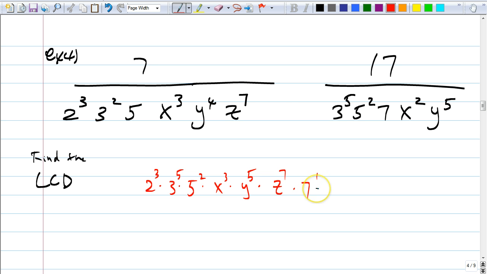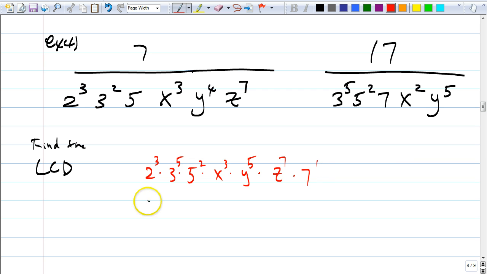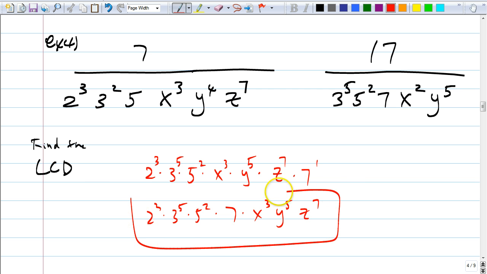Yeah, to the first. By the way, is this the best way to write this? I have all the numbers, variables, and then a number again. Can I rewrite this? 2 to the 3rd times 3 to the 5th, 5 to the 2nd, times 7, right? Times then all the variables in order. X to the 3rd, y to the 5th, z to the 7th. That's it. That's your LCD.